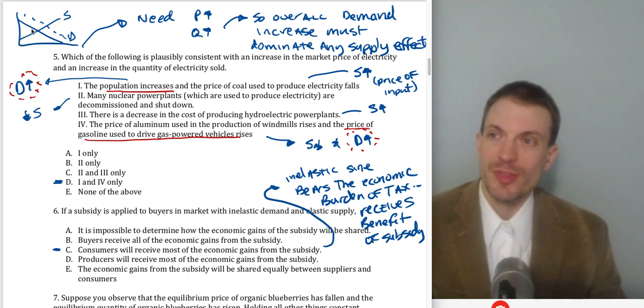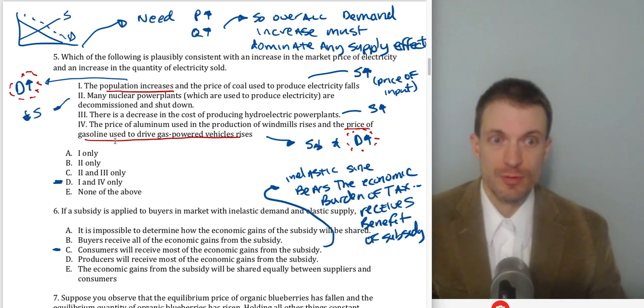If you're thinking about that, it's got to be an increase in demand, right? When we get an increase in demand, we get a higher price and a higher quantity. And so I'd say the overall demand increase must dominate any supply effects that we see below.